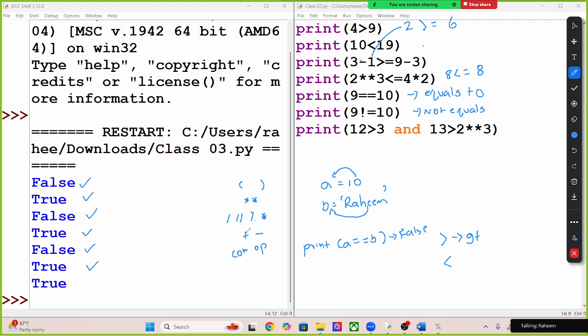I'll take another example. If you print 10 not equals to 10, now you tell me, is 10 not equal to 10? No, right? It is equal. So here we put the not equal sign, then it prints false.